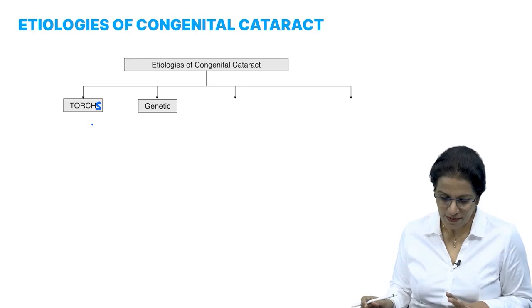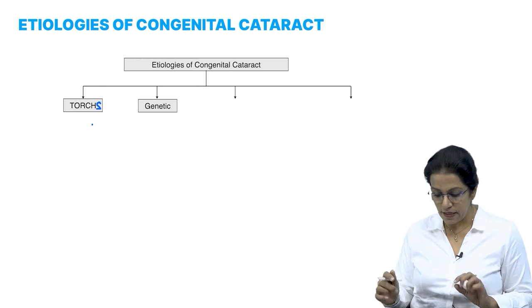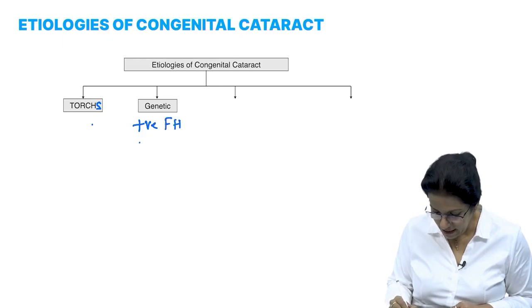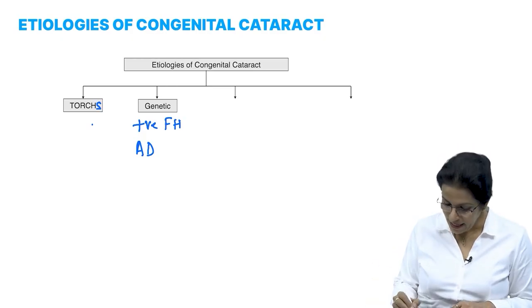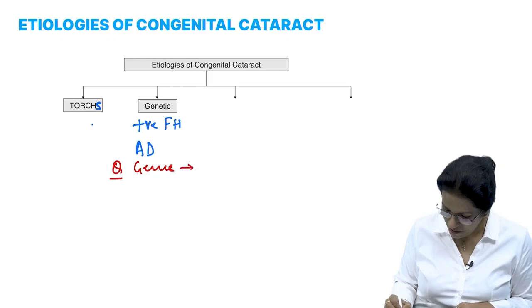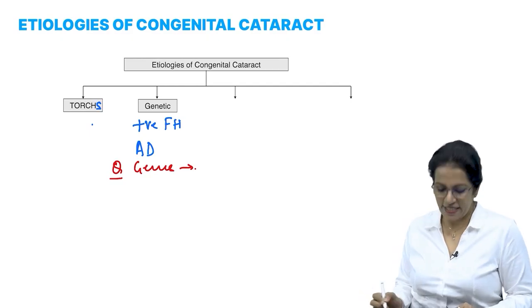Genetic cause. Okay, so what are the points to remember here? There may be positive family history, number 1, and the inheritance is autosomal dominant, right? And another, this is an important exam question. What are the genes responsible? Okay, what are the genes responsible in congenital cataract? They can ask you. What will you answer?